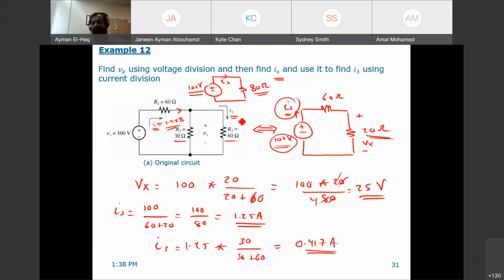So your I3 is equal to the main current, the 1.25, times the other resistance. Remember, for parallel you have to have two resistors in parallel. So the main current times 30 divided by 30 plus 60, and you will get 0.417 amp. Okay, hopefully this explains. Let me see here if there are any other concerns about this.